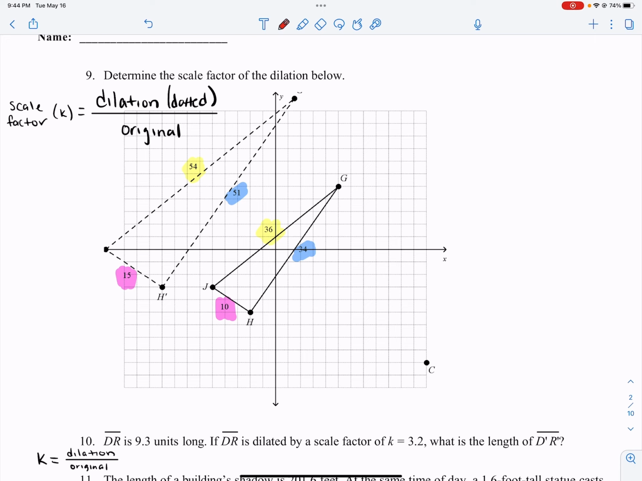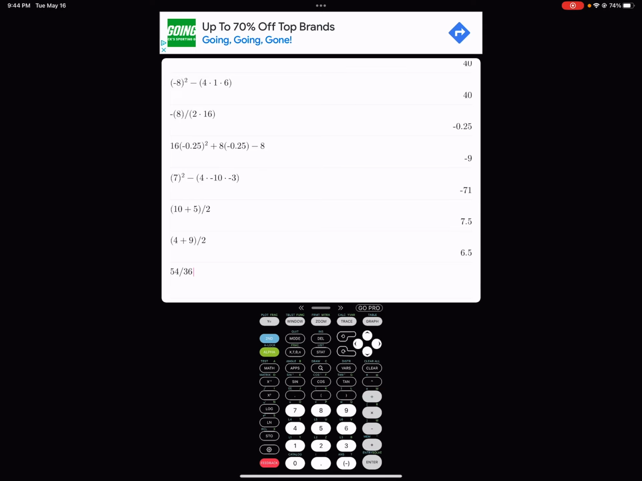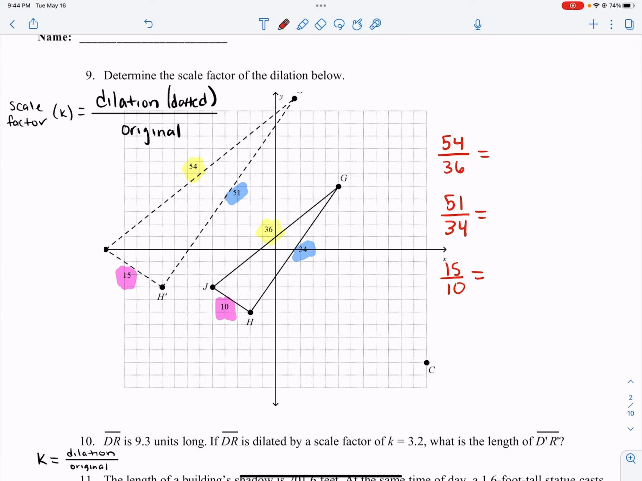So I can check any one of these I want. So I can do 54 divided by 36, 51 divided by 34, or I could do 15 divided by 10. Regardless of whichever one I use, it's still going to be the same answer. So I'll just check one of them. 54 divided by 36, 1.5. Okay, so 1.5, regardless of which side you choose, as long as you choose the matching side, is your answer. So K is 1.5, or my scale factor is 1.5.